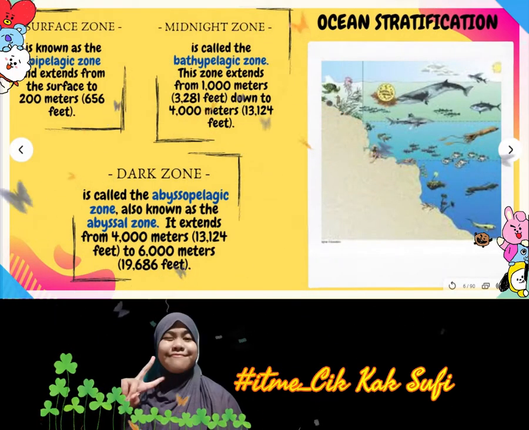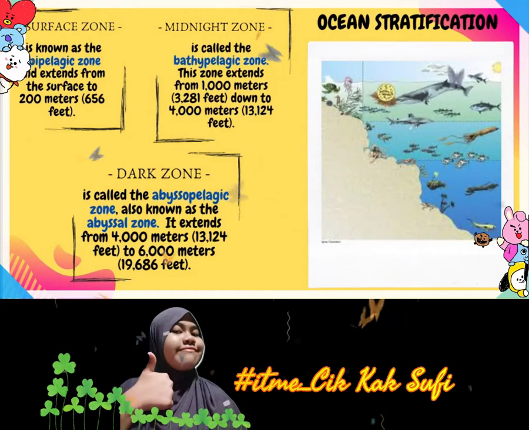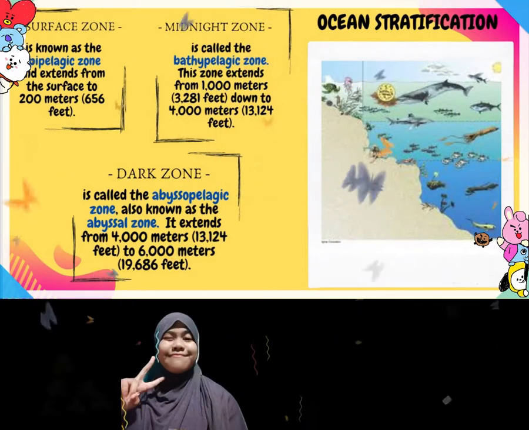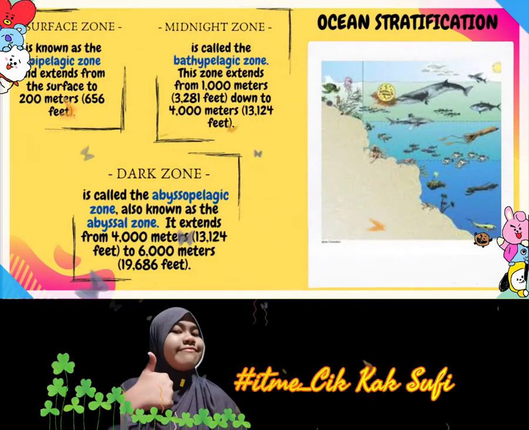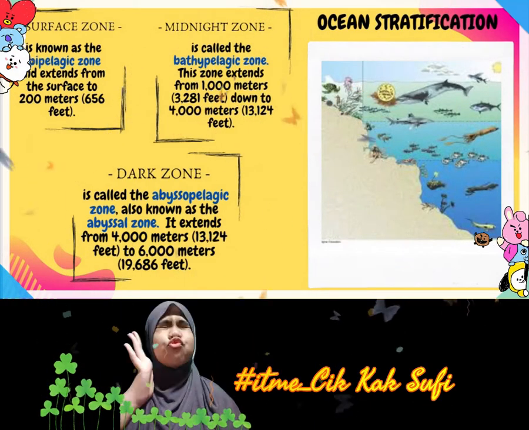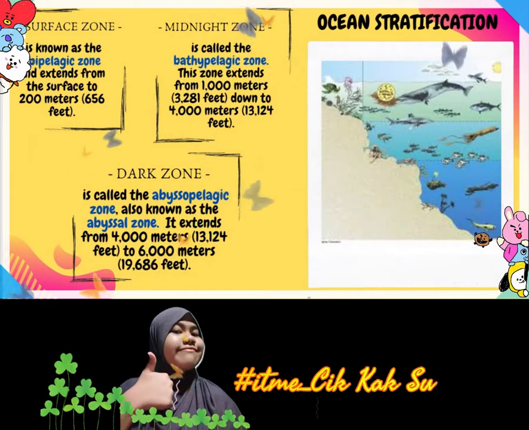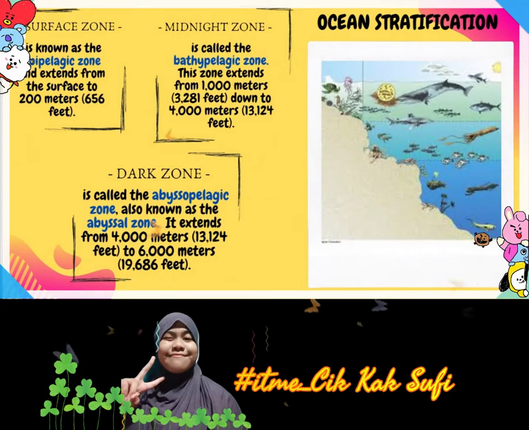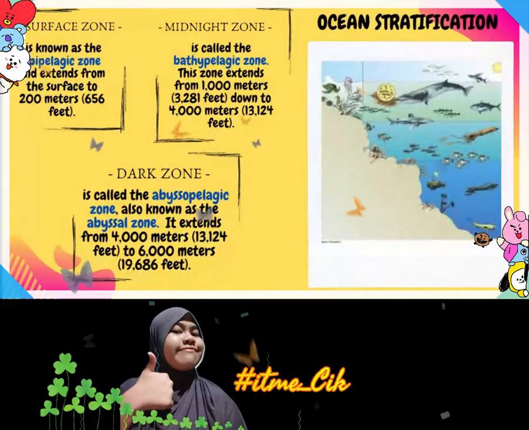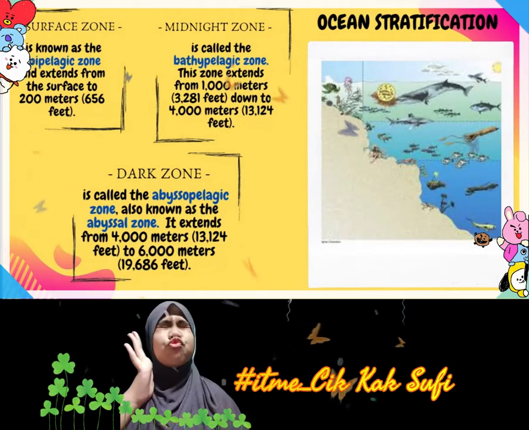So the second one is the midnight zone. It's called the bathypelagic zone. This zone extends from 1,000 meters, 3,281 feet, down to 4,000 meters, 13,124 feet. Has little or no sunlight, so aquatic plants cannot live in this zone. The depths of water become more suitable for big aquatic animals such as giant octopus and other species of whale.